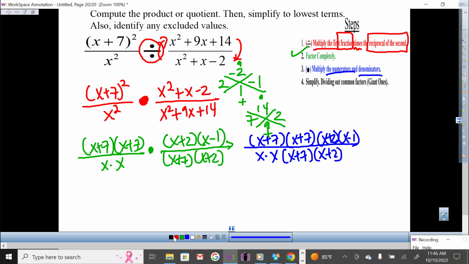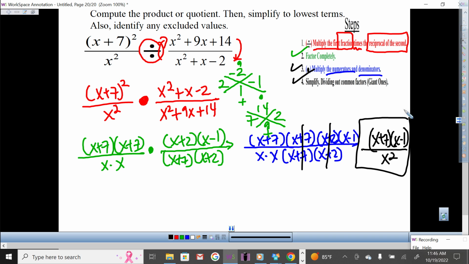All right, tell your neighbor the giant ones, please, so we can simplify this. Step 3 is done. We need giant ones. Yeah? Anaya, giant ones? And x plus 2, so we're left with x plus 7 times x minus 1 over, what's on the denominator? X squared. Woo-wee! All right.